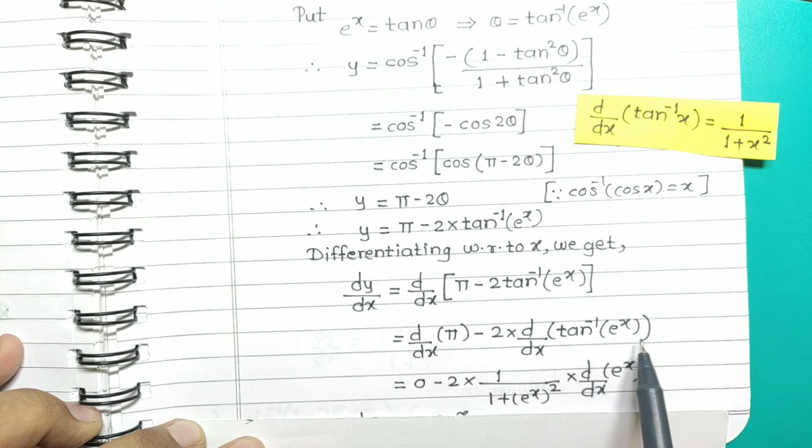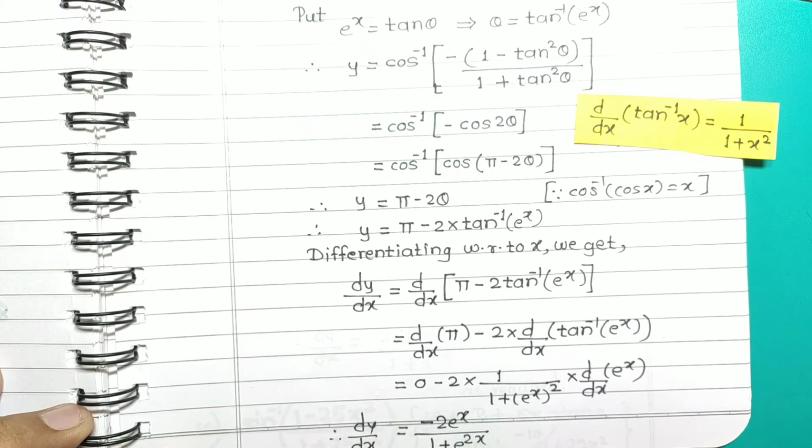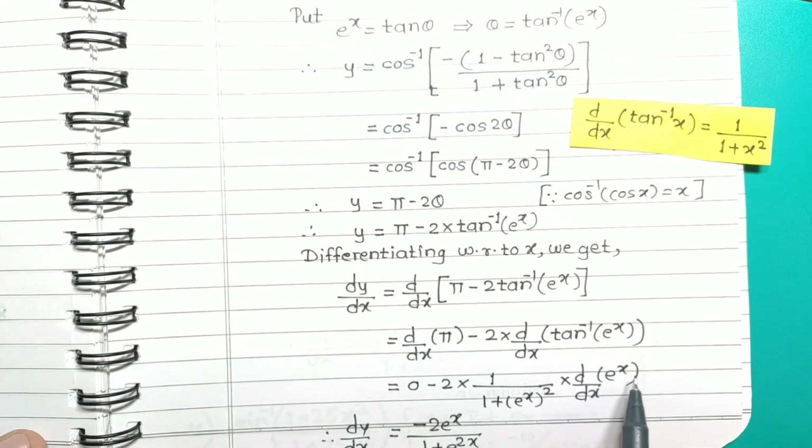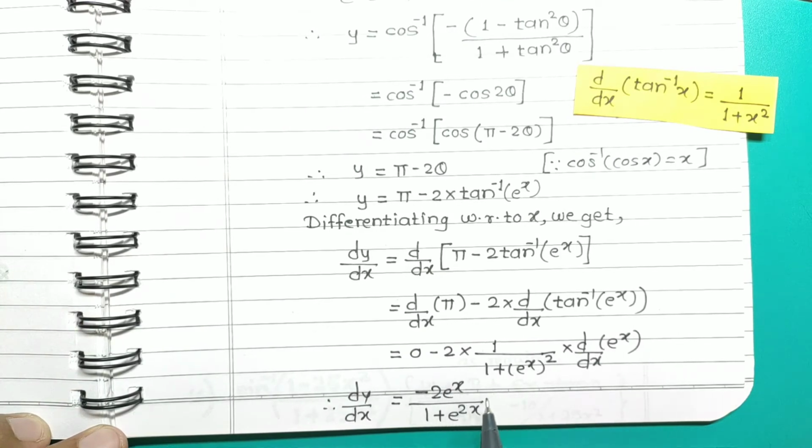Now you are familiar with this chain rule. Okay, so here we can write it as, see, derivative of e raised to x is e raised to x. So finally we have minus 2 into this e raised to x upon 1 plus e raised to 2x. This is the required derivative.